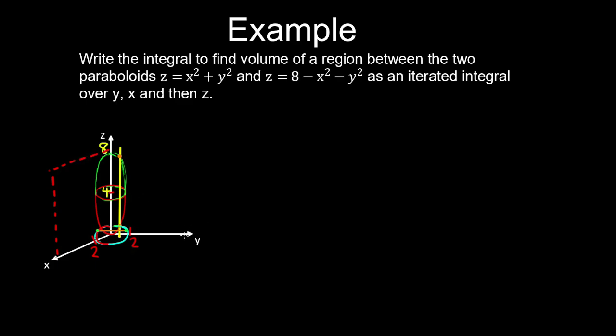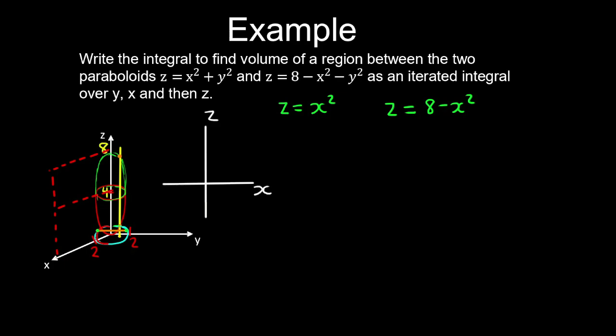So on the xz plane, where y is equal to 0, we have z is equal to x squared. So that's from z is equal to 0 to z is equal to 4. And another parabola at y equals 0 with the equation 8 minus x squared. So let's just draw this over here, where we have the xz plane. So the bottom parabola is like this, up to z equals 4. And the other parabola looks something like this, up to z is equal to 8.